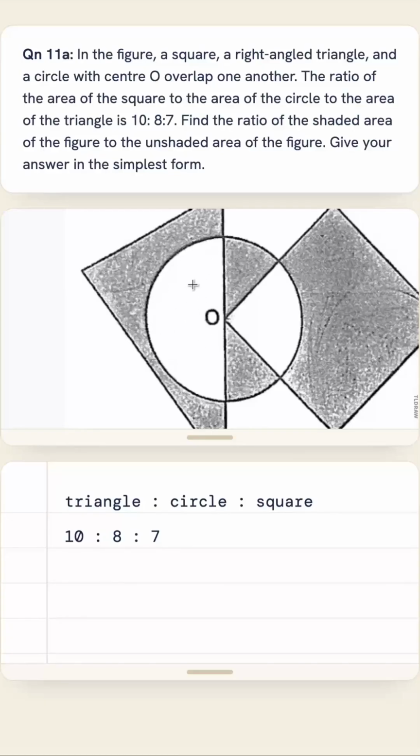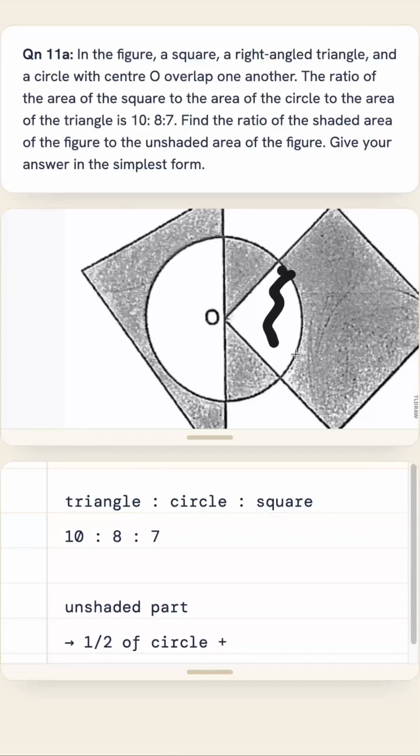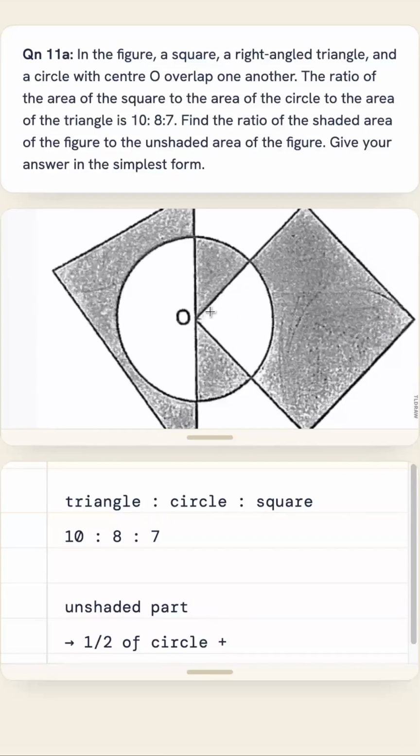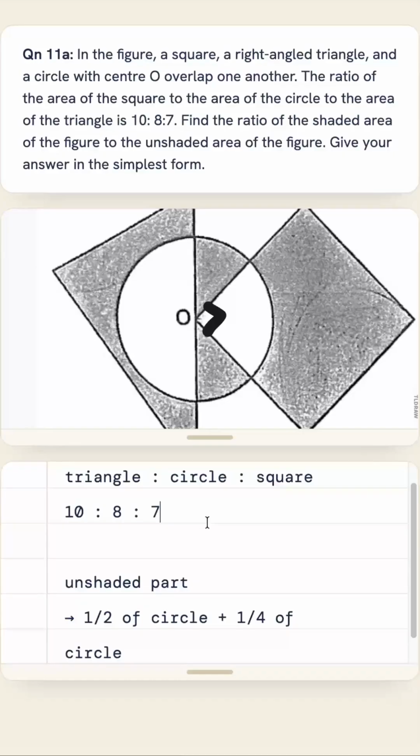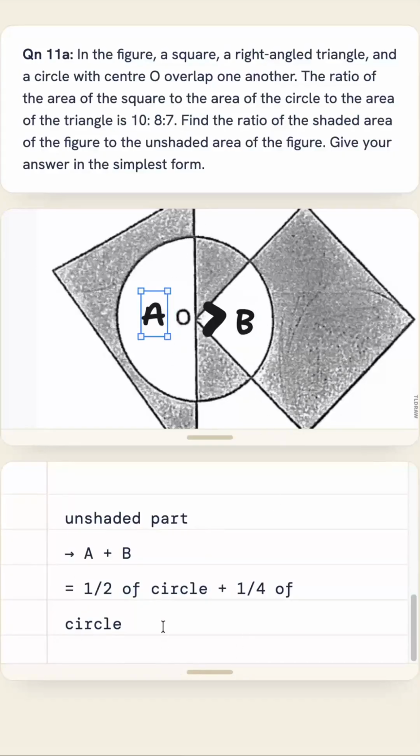So the unshaded part of the circle over here, so unshaded part is equal to half of the circle, plus now with this part as well, we need to figure out, because this is pretty straightforward, it's just half. Now for this, what is the fraction for the unshaded part of the circle? Since this is a right angle from the square, therefore it is 1/4 of circle. So name it A and B, what you see over here. So half of circle plus 1/4 of circle.